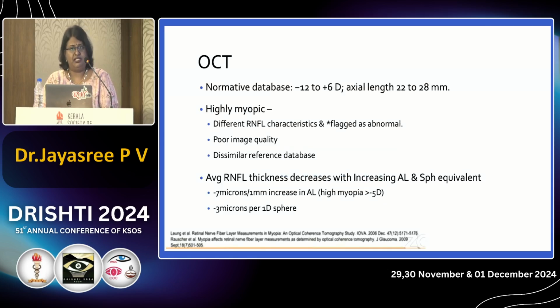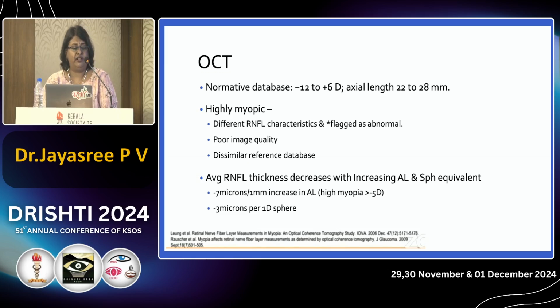Coming to OCT, does the imaging help you? The normative database does not go beneath minus 12 diopters. So you don't have data beneath minus 12. What happens to highly myopic eyes? You don't have good RNFL characteristics. They are flagged off. Poor image quality is a problem. Dissimilar database is a problem. And the average RNFL thickness itself reduces.